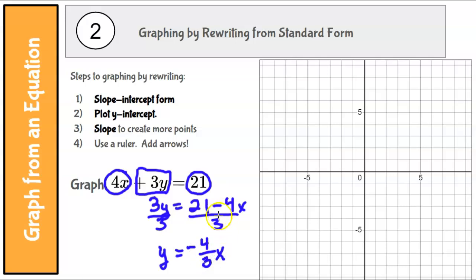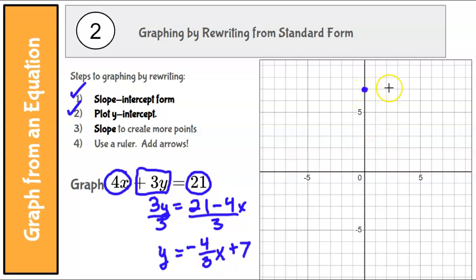And you remember dividing by 3 is a lot like the distributive property. You're going to divide that into each term. And that's a positive 21. So I'm going to put, oh, I almost didn't divide it into that one. So I'm going to put a plus 7 there. So I have now got it in slope-intercept form. The y-intercept is 7. The slope is negative 4 over 3.